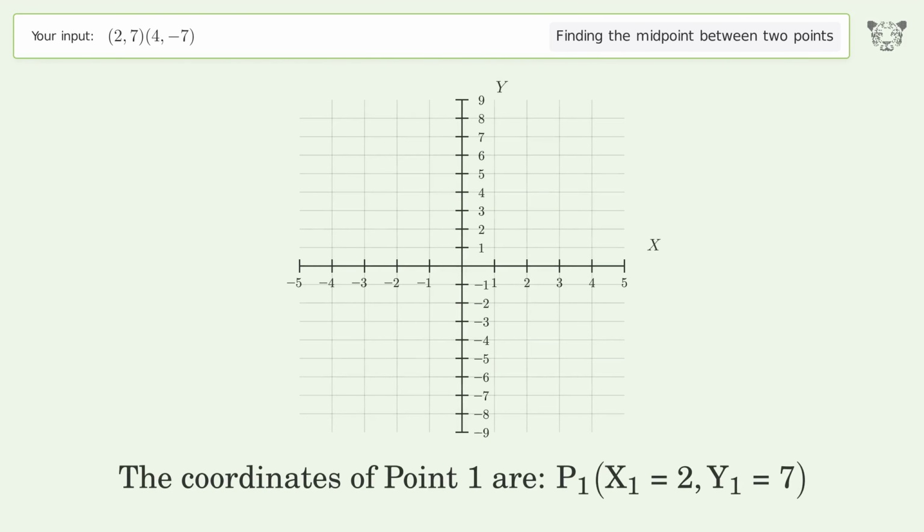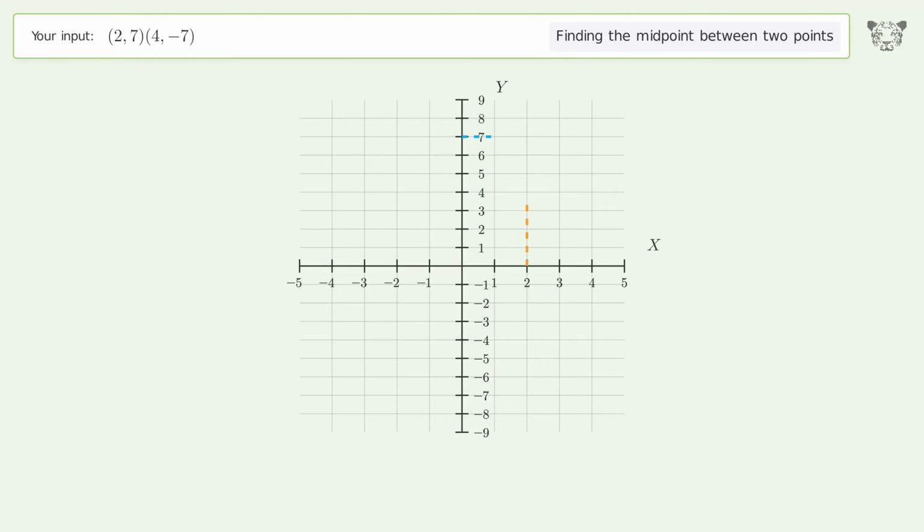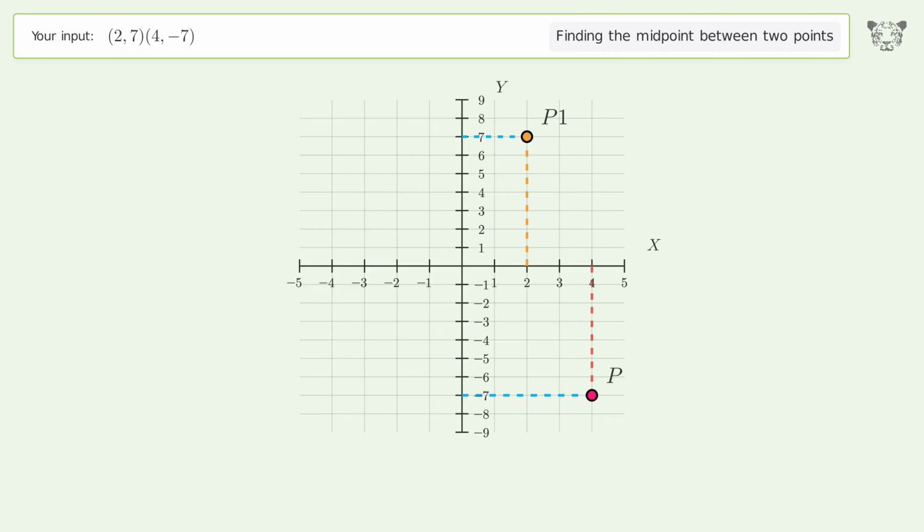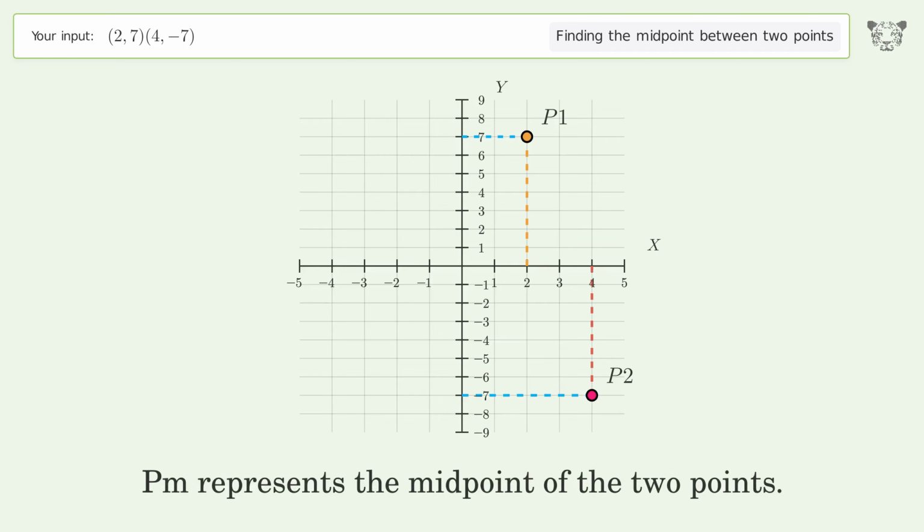The coordinates of point 1 are x1 equals 2, y1 equals 7. The coordinates of point 2 are x2 equals 4, y2 equals -7. PM represents the midpoint of the 2 points.